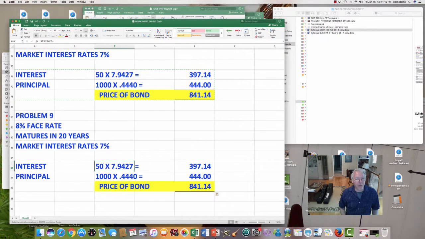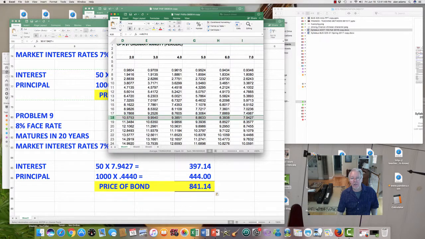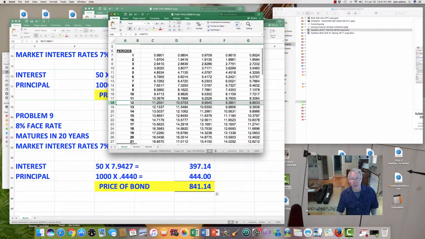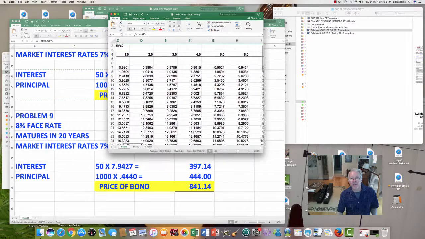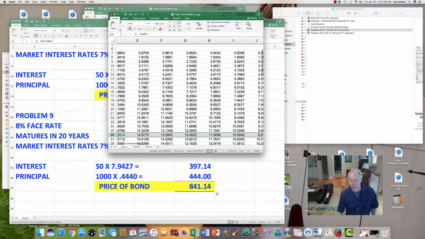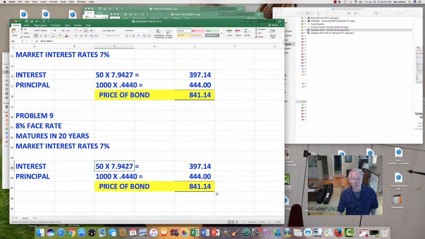I've got an 8% bond, so I'm going to look up 20 years, 7%. Go to table D, 20 years, 7%. 10.594 it looks like. So I'm going to take 80 times 10.594. Remember now, $80 because this is an 8% bond.